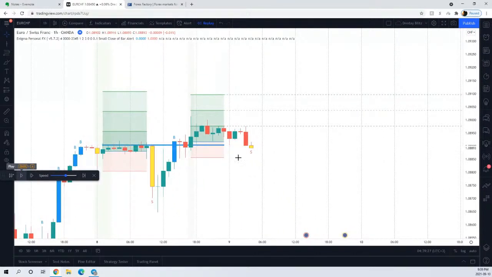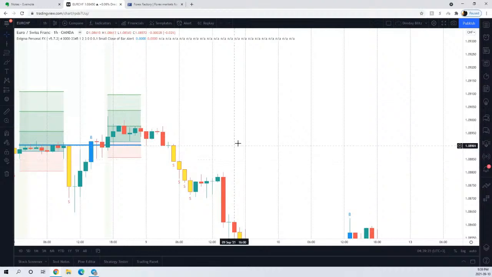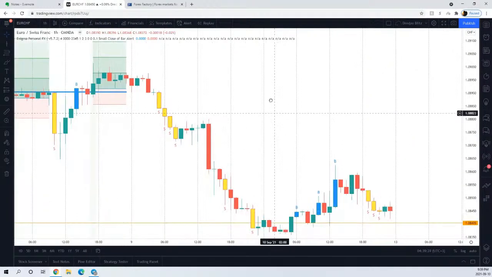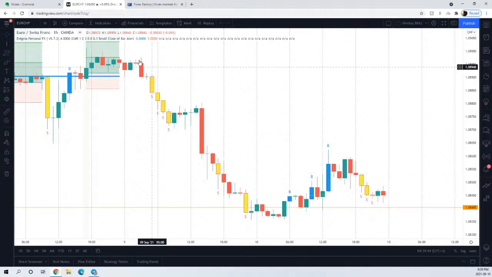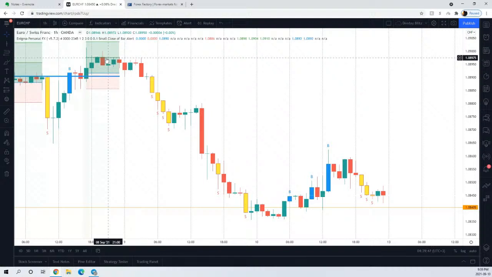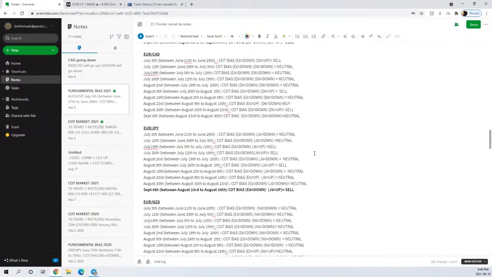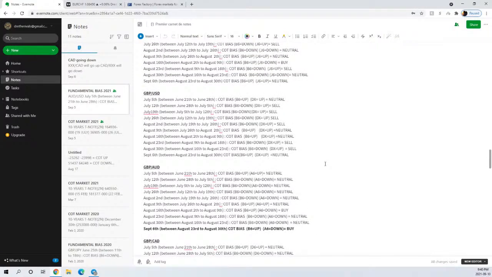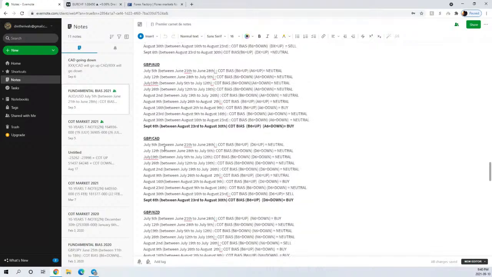And then it started going down here. All right. But if you had caught this move here, that was the actual move for the week here as a sell. Right there. Okay. All right. So let's look at GBPs. Let's look at GBP CAD, okay?